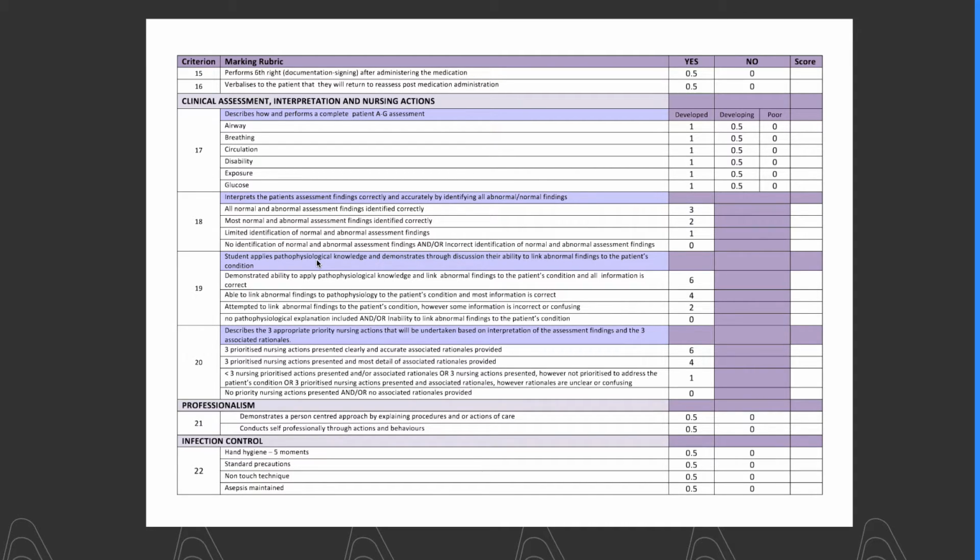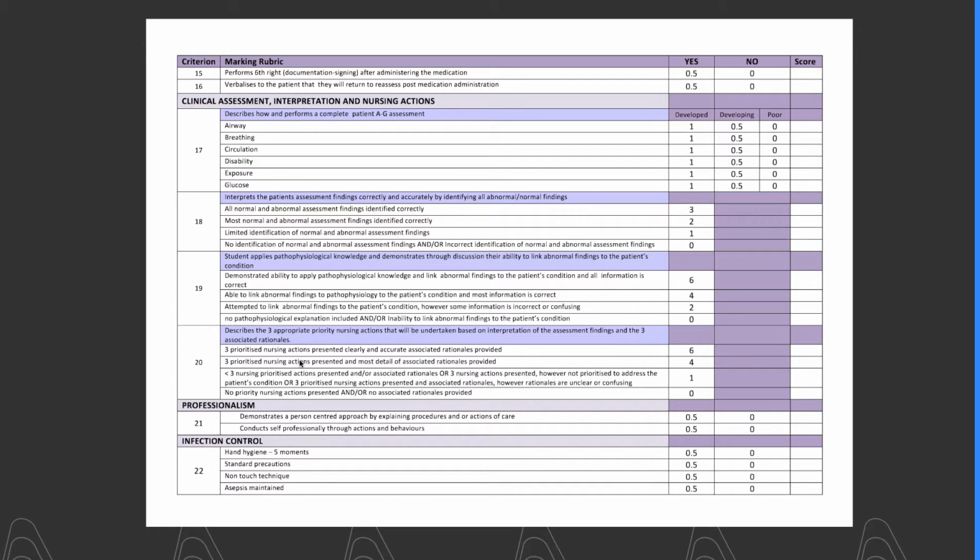So this is why it's really critical that you start making your links between your signs and symptoms and what is happening in the patient's body, and that is what this is asking. We're asking you to be able to link the abnormal findings to the patient's condition. The next part is then taking this information and thinking about your 3 appropriate priority nursing actions that are based on your interpretations of the findings. So what 3 things are you going to do, and what are the rationales?